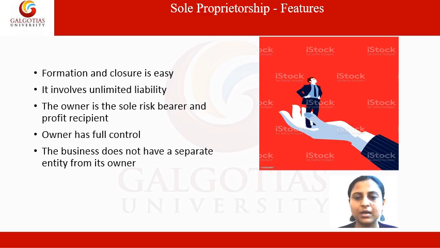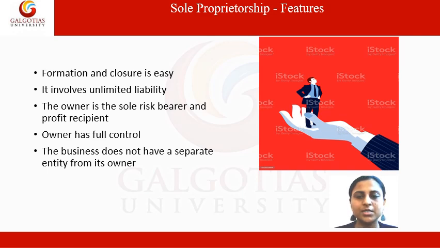Now, second is sole proprietors have unlimited liability. This means that the owner is personally responsible for the payment of debts in case the assets of the business are not sufficient to meet the requirements.